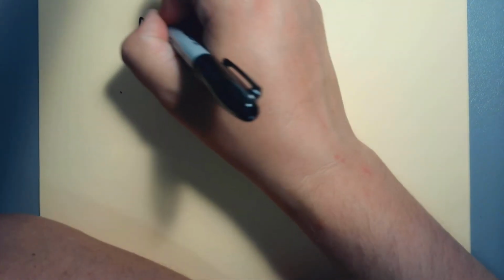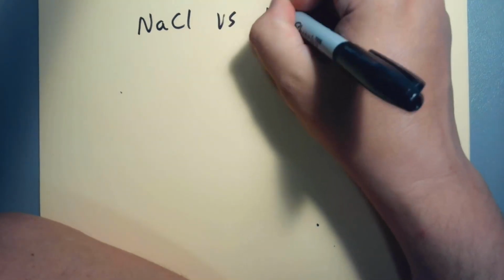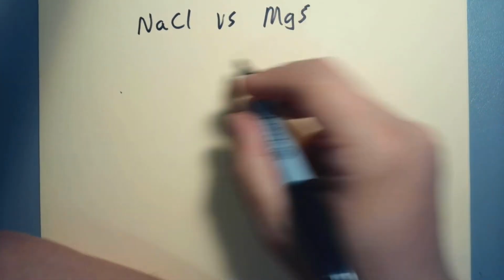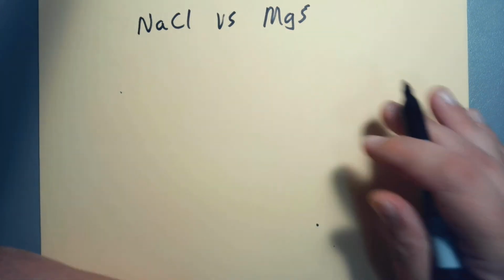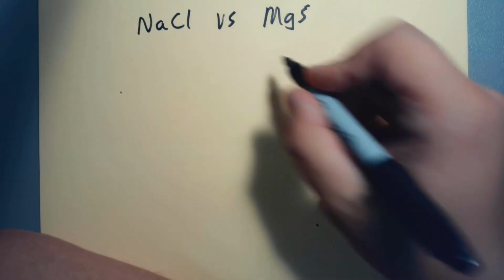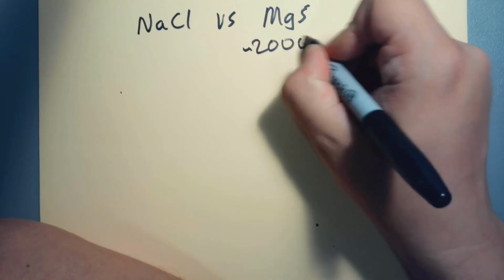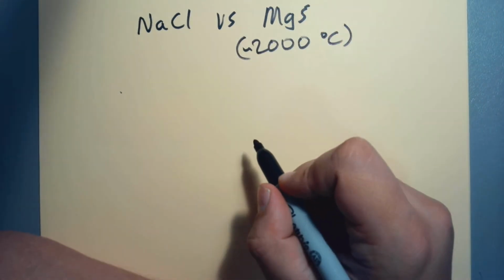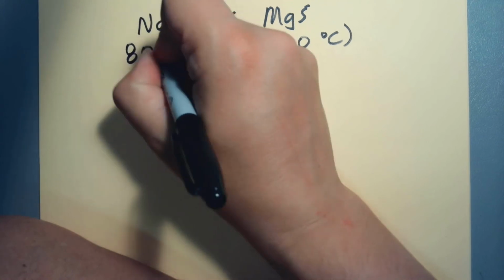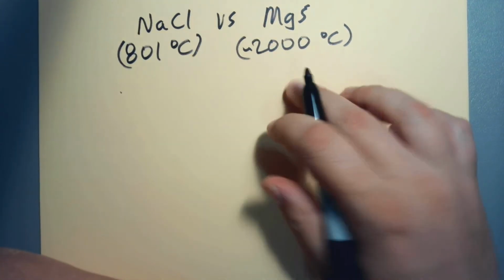So now, just for fun, these are not numbers you have to know, but I always like to use them as an example. If we look at the boiling point or melting point of different compounds, like NaCl versus MgS, this has more attractive forces. It's going to have a higher melting point, about 2000 degrees Celsius, whereas sodium chloride is 801 degrees Celsius. So these are very high melting points.